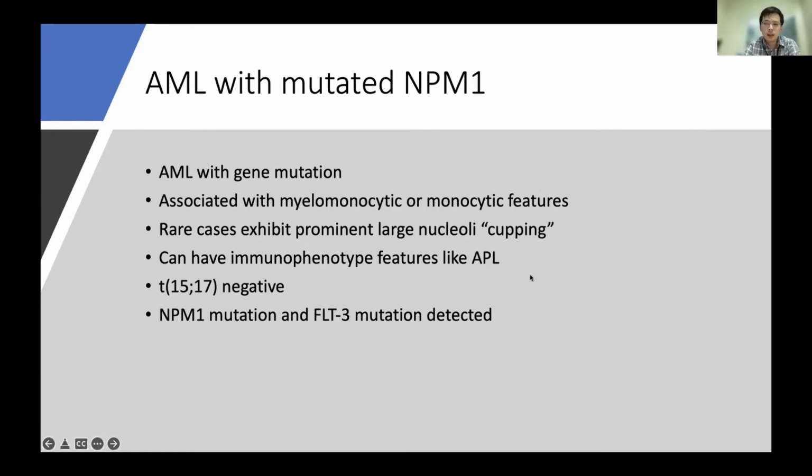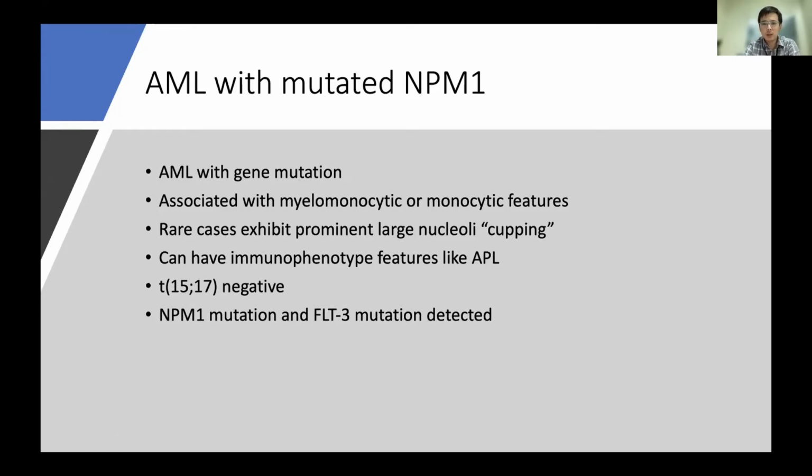So in this case, I actually had to call the referring doctor and say, I think this might not be APML. This might actually be an AML with mutated NPM1. Later on, this case was confirmed to have an NPM1 mutation together with FLT3, and the translocation 15;17, which is diagnostic for APML, is actually negative.